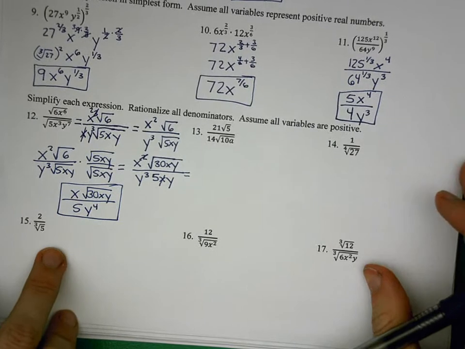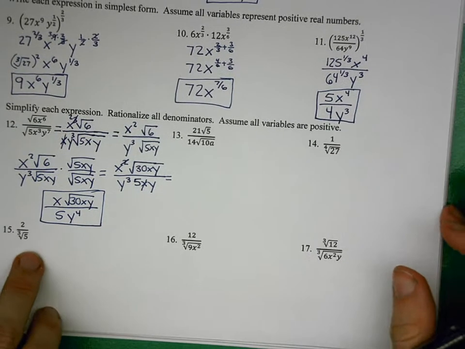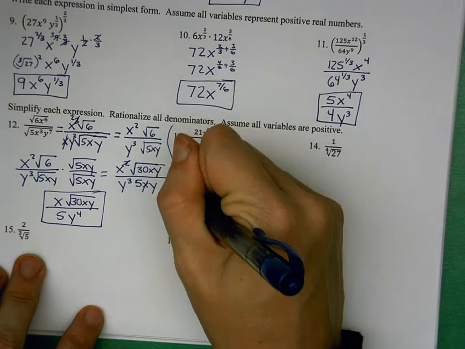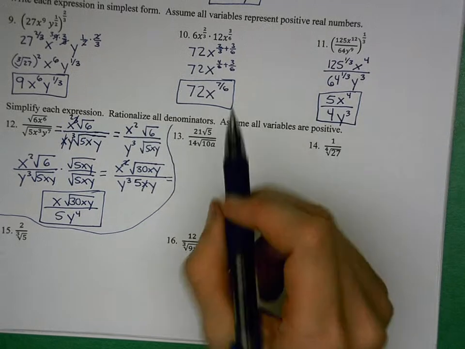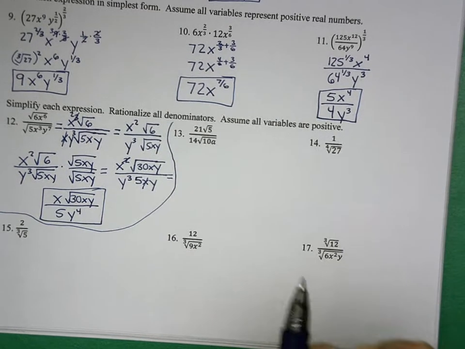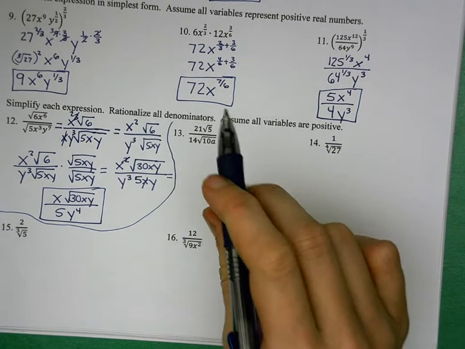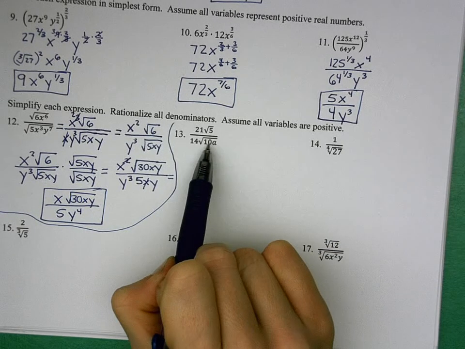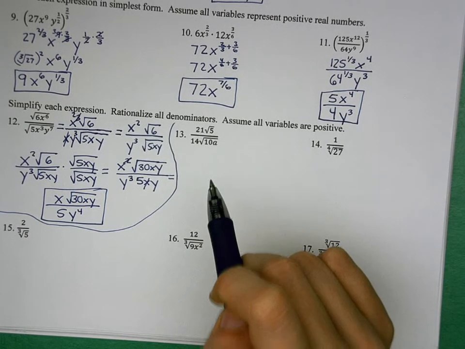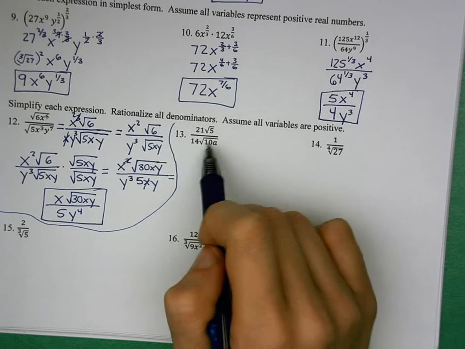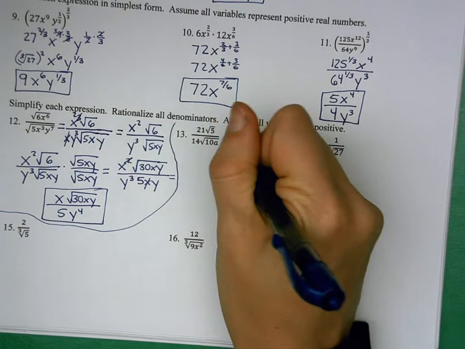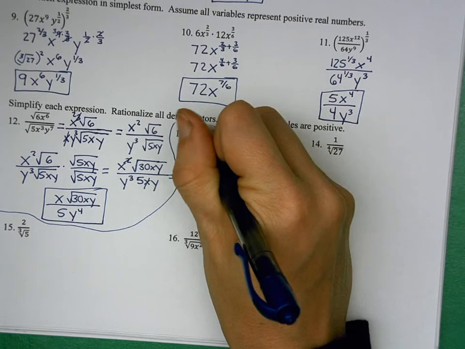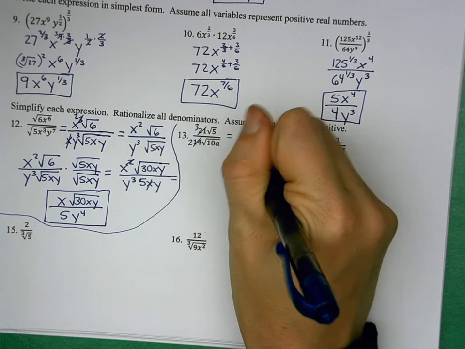Number 13. Go ahead and bubble this in to keep our work separate. Number 13. Simplifying first. Well, in the numerator, nothing simplifies. Root 5 would stay root 5. In the denominator, nothing simplifies. Root 10a, nothing comes out of that. That's not a perfect square. So the only other thing we could do here is 21 and 14 would simplify. There's a 7 that comes out of both of them, which would give me 3 root 5 over 2 root 10a.